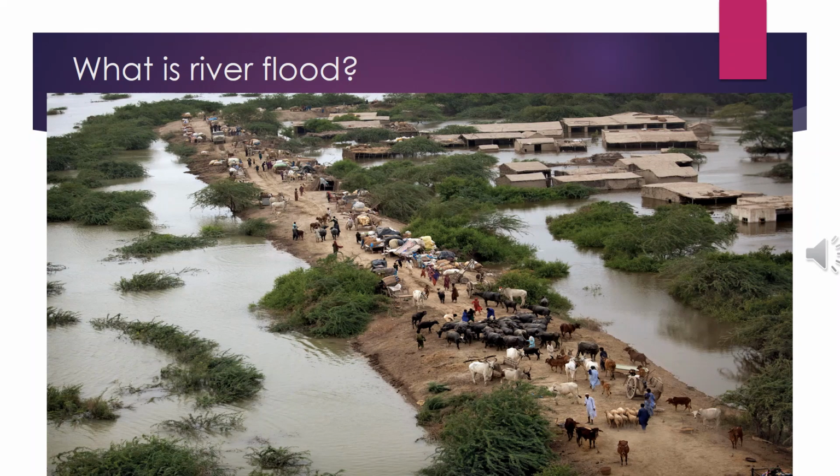A river flood occurs when a river overspills its banks, that is, when the flow can no longer be contained within its channel. When there's more water than the river channel can hold, this extra water would overspill its banks and cover the areas around it.